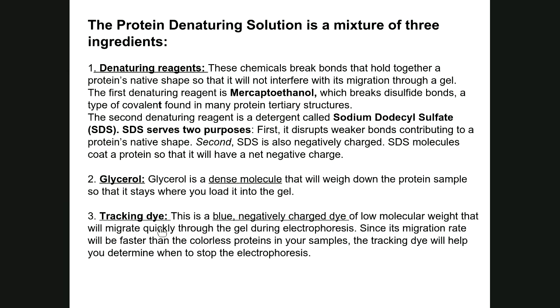Also in the denaturing solution is a chemical we call a tracking dye. The tracking dye is made up of very small molecules, negative charged, and these molecules that have a negative charge will migrate through the gel faster than any other molecule you've added to the polyacrylamide gel. Therefore, the tracking dye is used to help you determine when to stop the electrophoresis process. And I'll show you a pic of this and we'll build on this as we go.